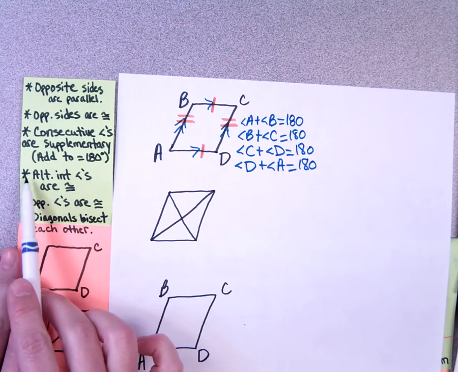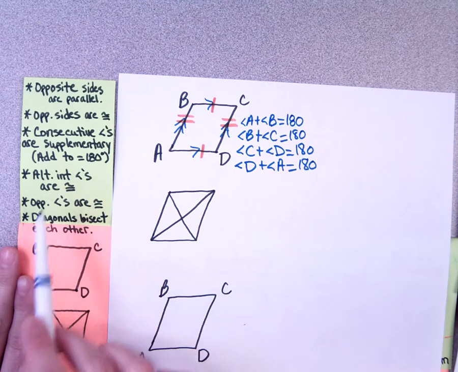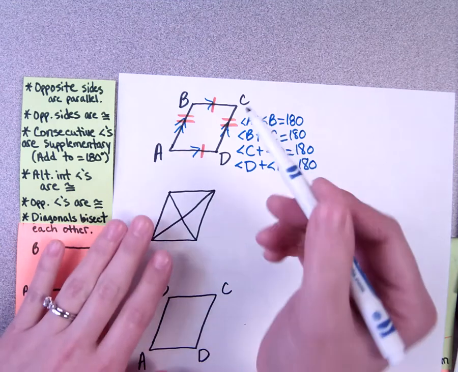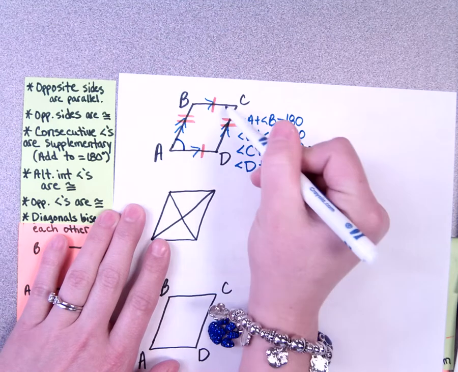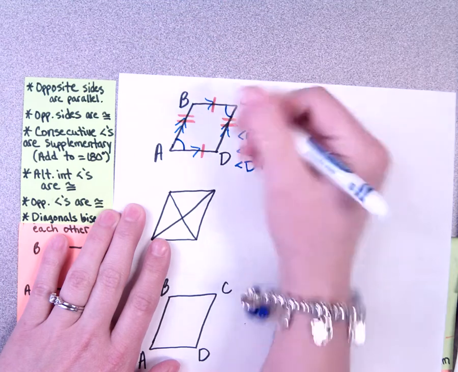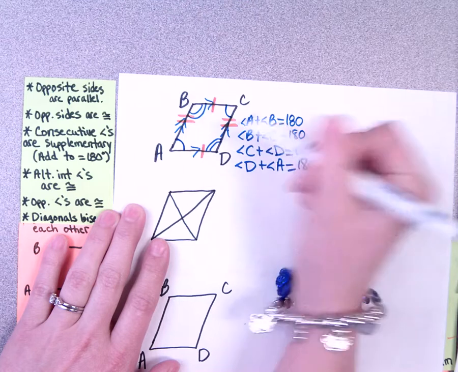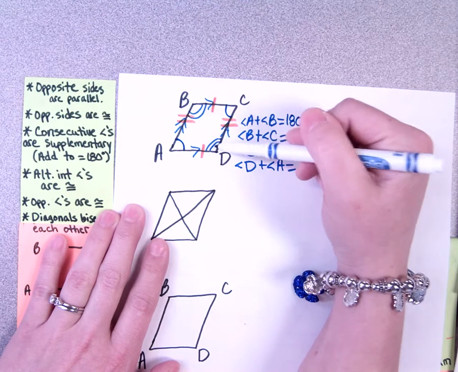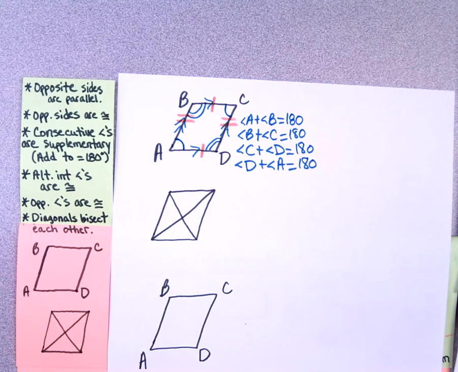Okay, the next thing it says is that alternate interior angles are congruent. I'm going to come back to that one. I want to go to the next one. This one says opposite angles are congruent. So in this picture, what do you think is the angle opposite angle A? Okay, so opposite angles are congruent, so A and C are congruent. I'm going to give them each one curve. And then B would be congruent with D, so I'm going to give them each two curves. So in a parallelogram, your opposite angles are congruent, so B and D are congruent, A and C are congruent. And then the consecutive ones add to be 180.